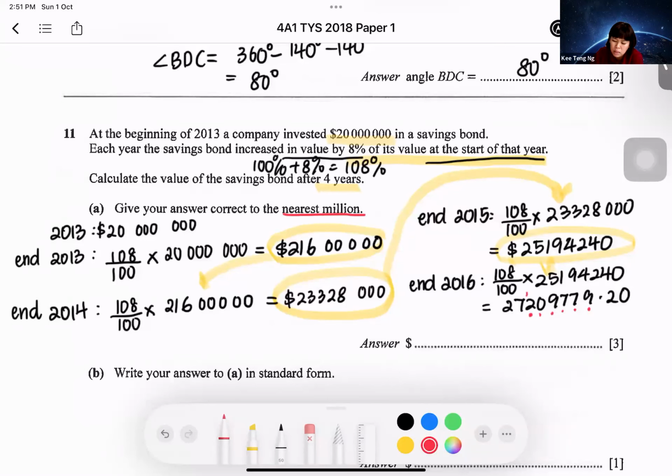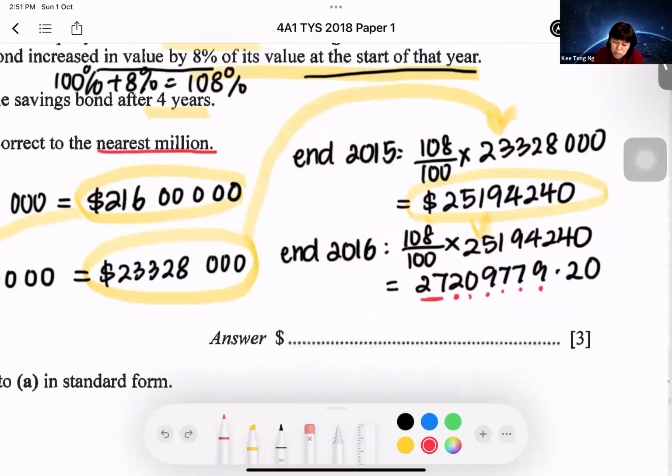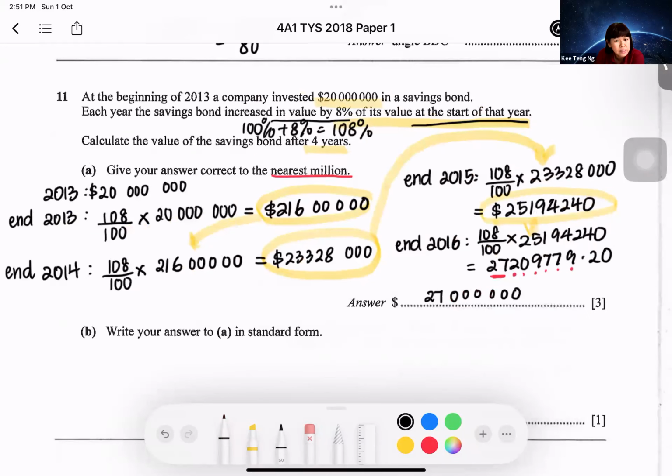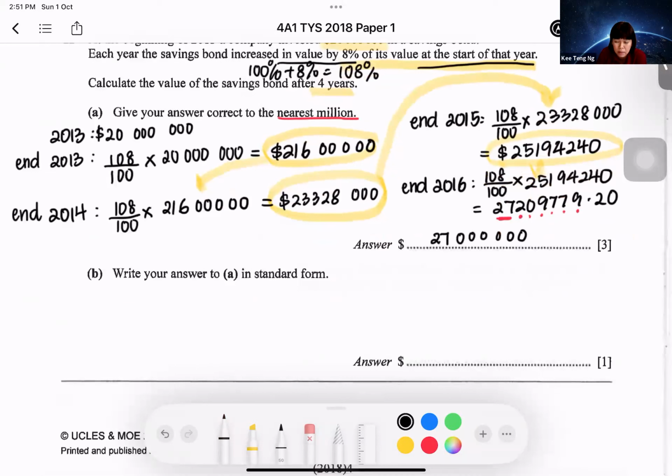So I'm looking at the number. Do I need to round up or round down? So this one will be just the number 27 million. You can write 27 million or you change it to 27,000,000. Have you gotten the answer? Now write your answer to A in standard form.